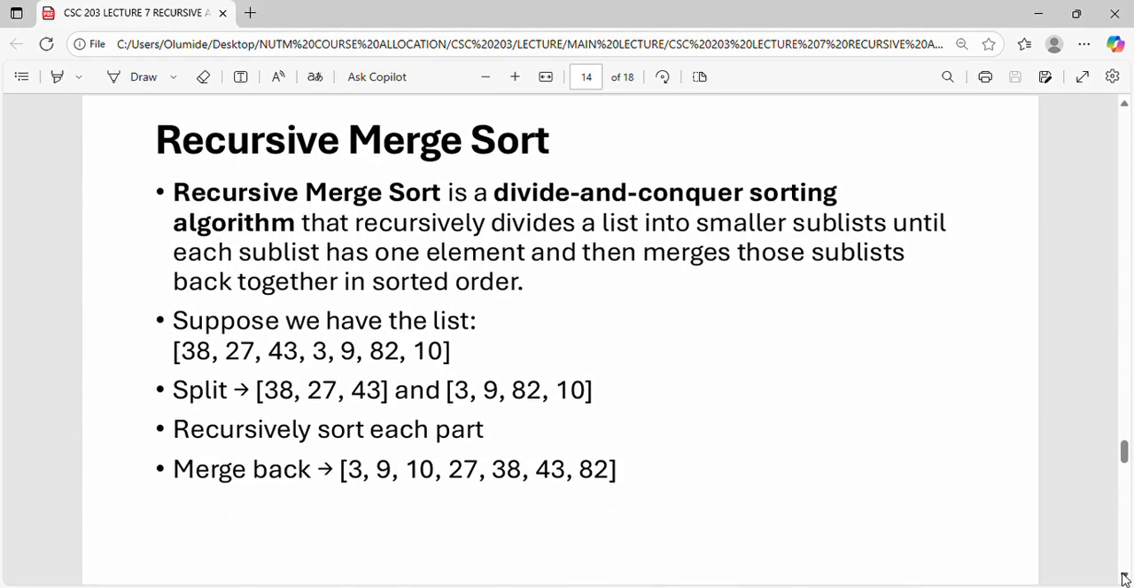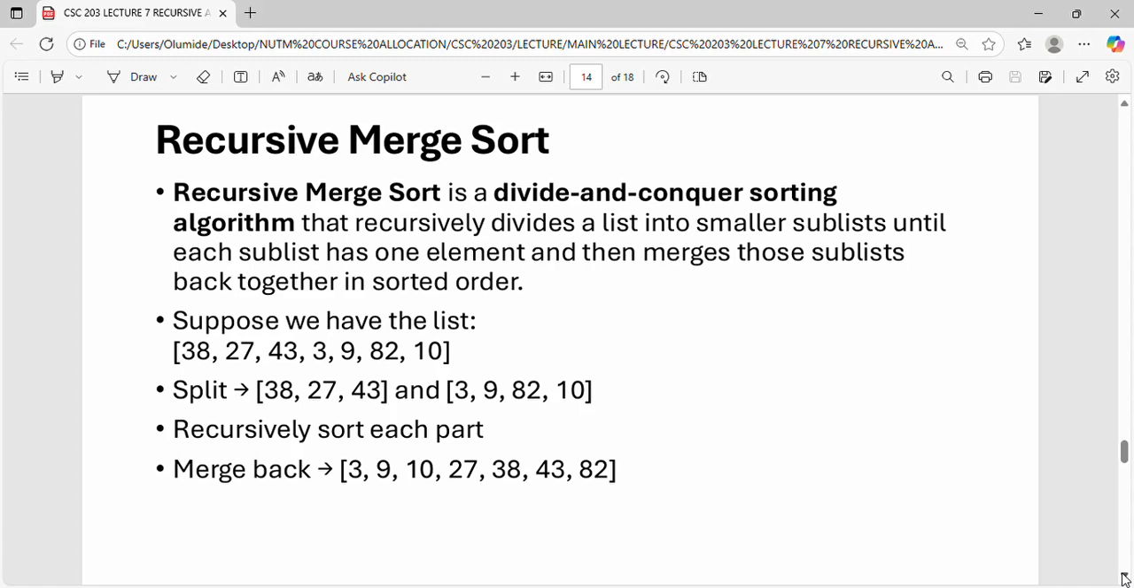Now let's look at recursive merge sort. Recursive merge sort is a divide and conquer sorting algorithm. That is, we divide, then we conquer. It recursively divides a list into smaller sublists until each sublist has one element, and then merges those sublists back together in sorted order.